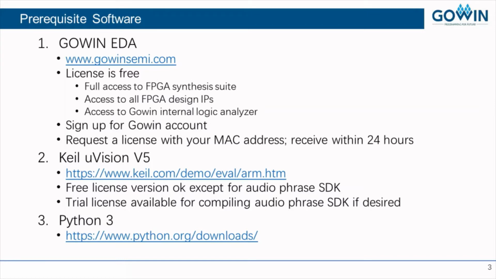To get the software, just sign up for a gowinsemi.com account and then request the license with your MAC address, and you should receive it within 24 hours.